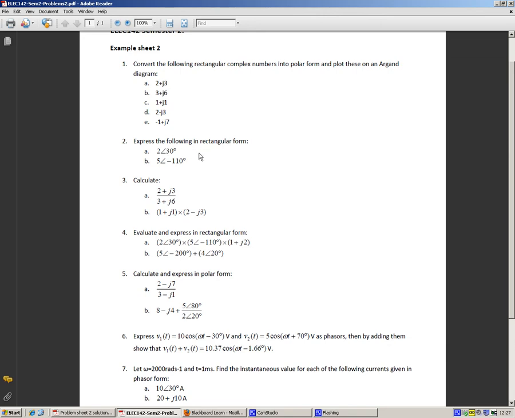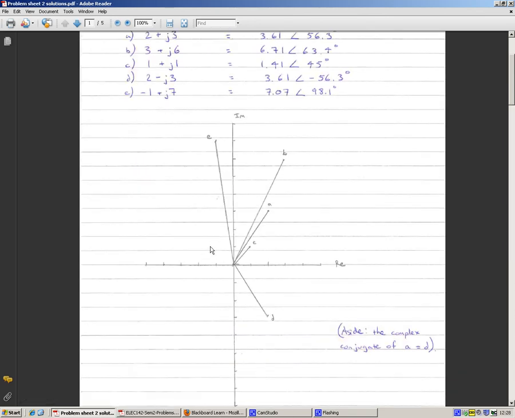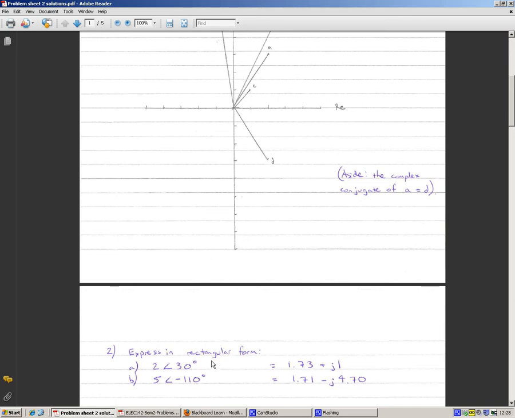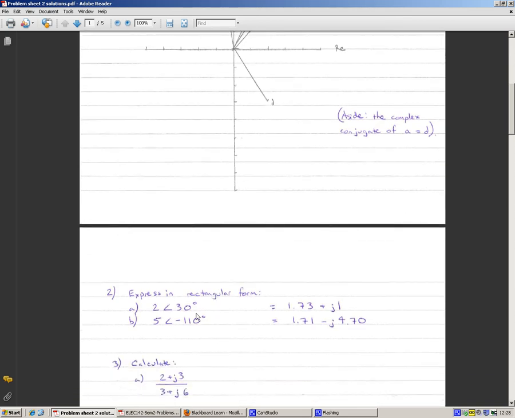Question 2 asks us to express the following in rectangular form. So we're given 2 lots of polar coordinates. We've got 2 at an angle of 30 degrees and then 5 at an angle of minus 110. So all we've done now is just converted it using our calculators. That's all you need to do.